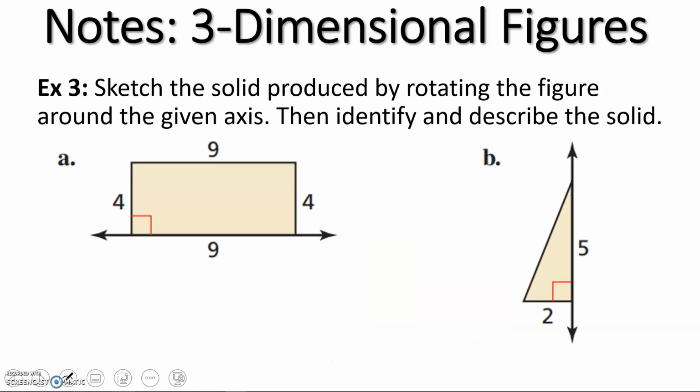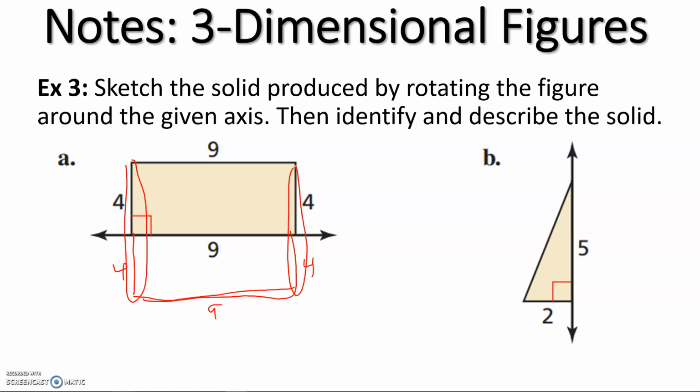Now, let's take a look at example 3. We want to sketch the solid produced by rotating the figure around the given axis. One thing you must note is that when we rotate it, it will create symmetry on the other side. So we will get the same length and width on the other side. But also note that it will create a 3-dimensional figure. So in this case, we get a cylinder with a height of 9 and a radius of 4.